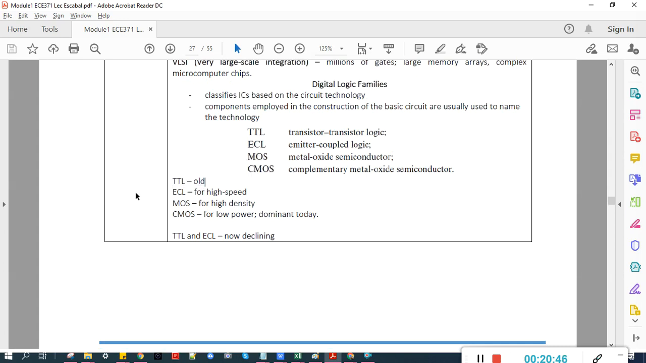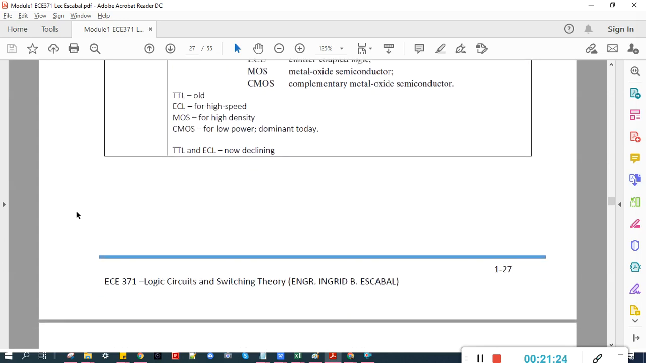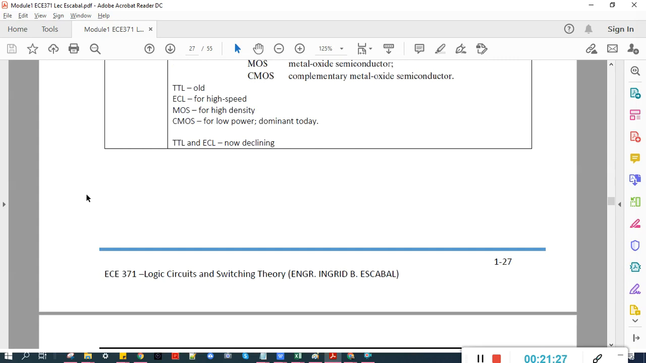TTL is an old digital logic family. ECL is used for high speed. MOS, for MOSFETs, is for high density, and CMOS is for low power, and that's why it's dominant today, because of the requirement of smaller chips and low power. Most chips today are designed for low power applications. That's why CMOS is very dominant. TTL and ECL are now declining.